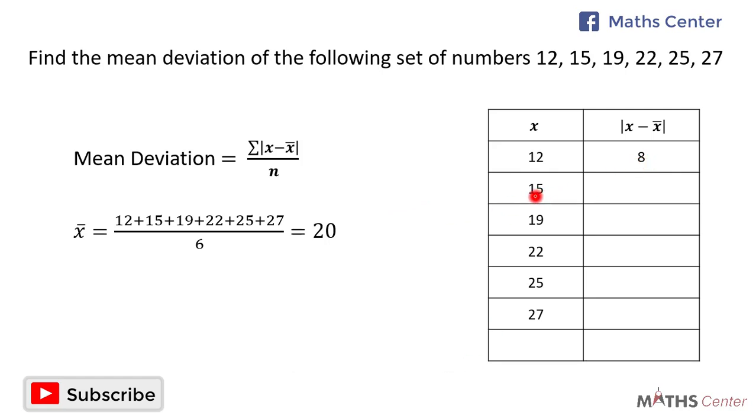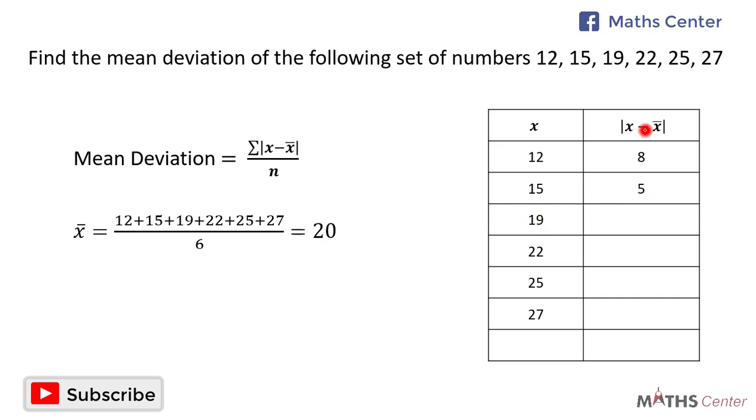We move on to the next one. The x value is 15. So we are looking for 15 minus the mean of x, which is 20. But we will find the absolute value. 15 minus 20 is negative 5. The absolute value of negative 5 is 5. The next one is 19.